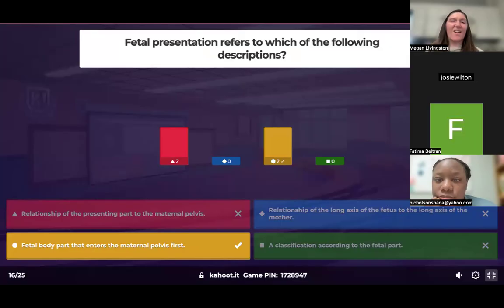So your fetal presentation refers to the fetal body part that is going to enter the maternal pelvis first. The relationship of the presenting part to the maternal pelvis means I'm assuming this definition is meant for engagement. So the fetal body part that enters the mom's pelvis first is going to be your presentation. Whether or not that body part is applied to the cervix would be engagement or not.